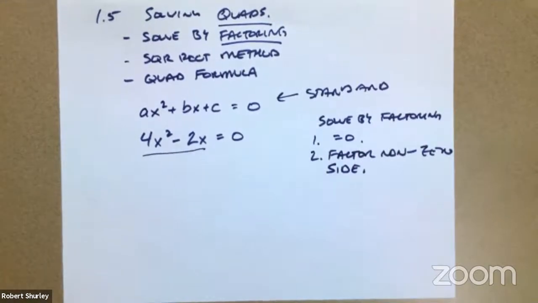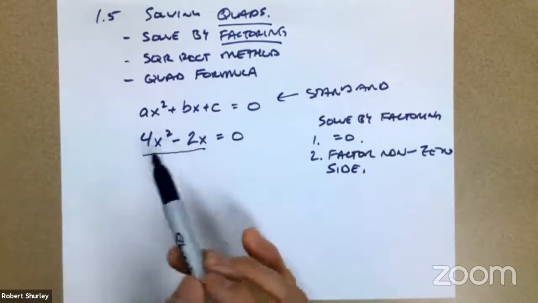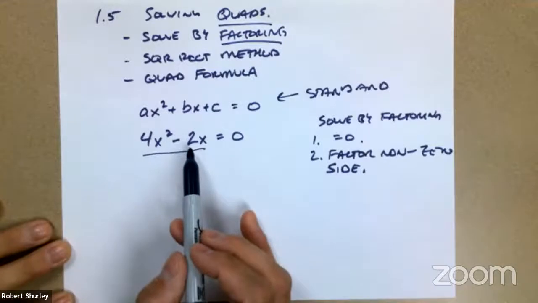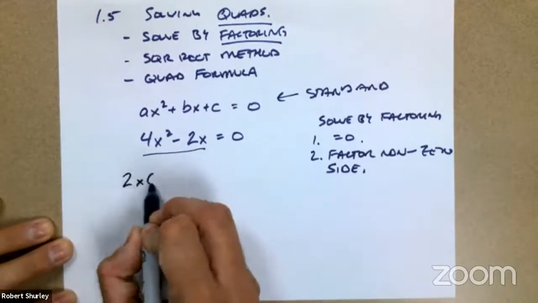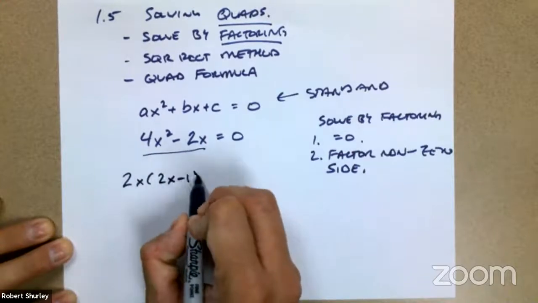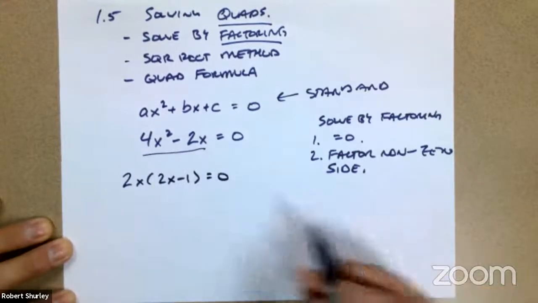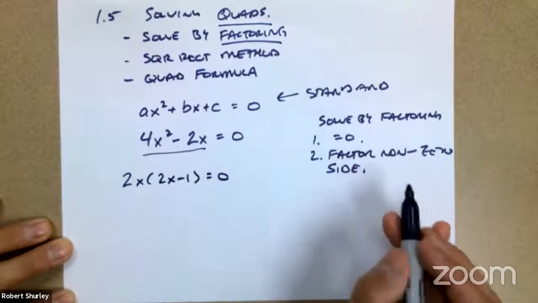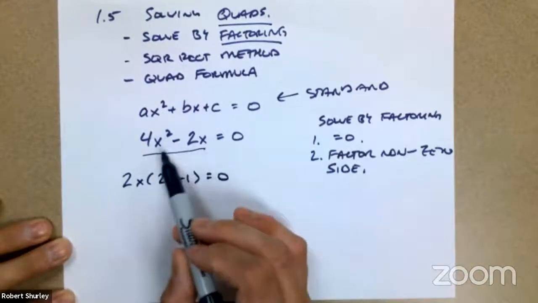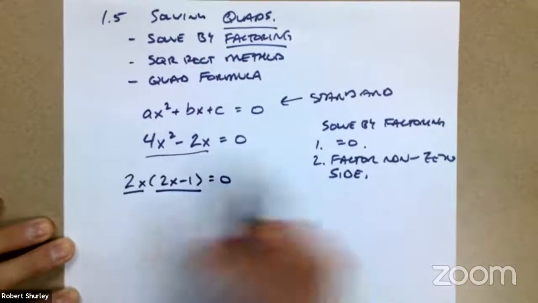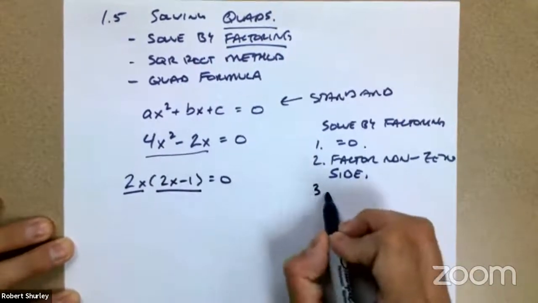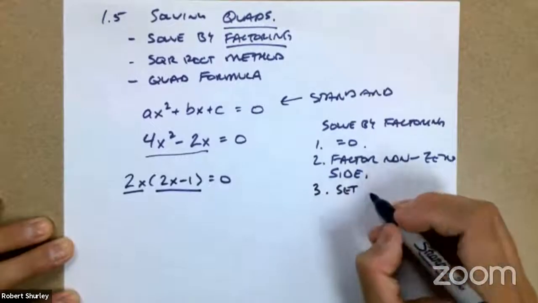But I'll tell you, the first thing always is to check to see if we have a GCF. And we do here. This is just basic GCF factoring. 4 and 2 are both divisible by 2. You've got an x squared and an x. You can pull out a 2x, and you're left with 2x minus 1 equals 0. And notice what we've done is we factored it. By factored, that means that we have addition or subtraction of terms, and it's turned into multiplication of terms. So we factor the non-zero side, and then we just set each factor equal to 0.